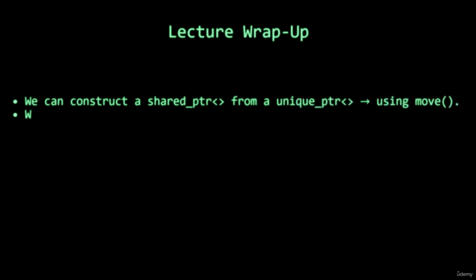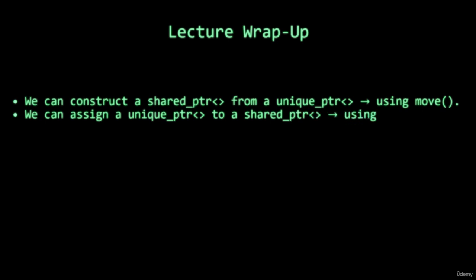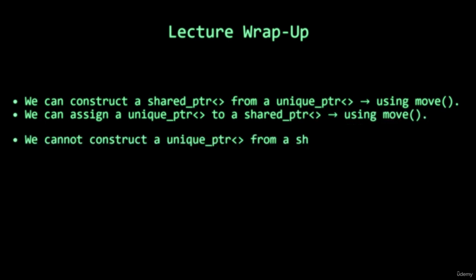Okay, let's wrap up this lecture. From our discussions throughout this lecture, we saw that we can construct a shared pointer from a unique pointer using a move. We can also assign a unique pointer to a shared pointer using a move. We've also seen that we cannot construct a unique pointer from a shared pointer, and we can also not assign a shared pointer to a unique pointer.